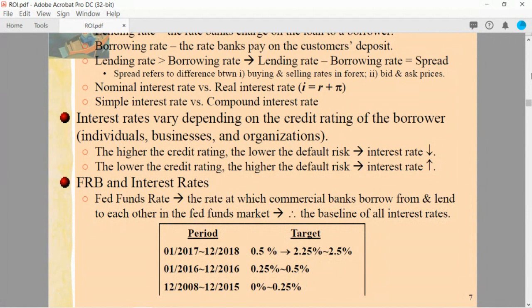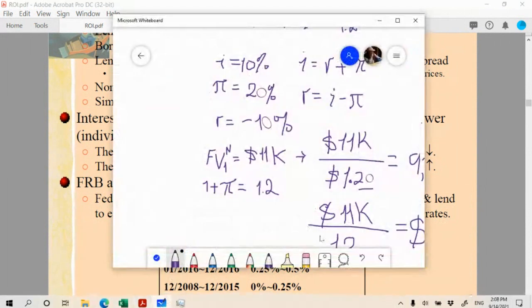Then what is simple interest rate? Well, unlike compound interest rate, which is like a snowballing effect, simple interest rate is not. Simple interest rate is simply, how should I say, every year your interest is not compounded, but your interest is just earned based on the principal.